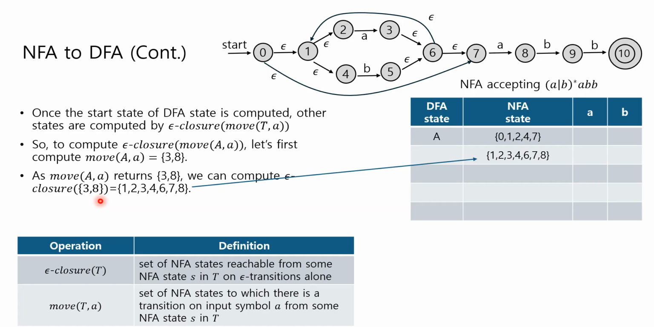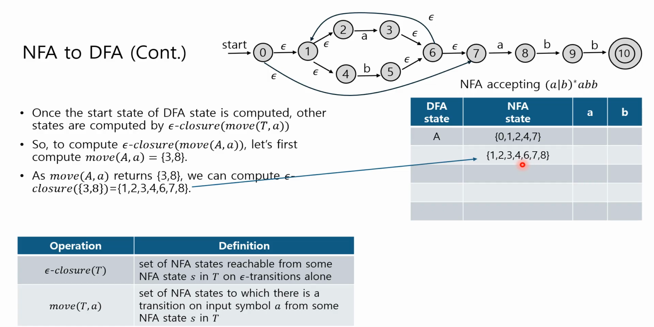And next, let's compute the epsilon closure of 8. There is only one state, 8, to which there's an epsilon transition. So we add only state 8 because we can reach state 8 on 0 moves. So the resulting NFA state of the epsilon closure of 3, 8 is 1, 2, 3, 4, 6, 7, 8.